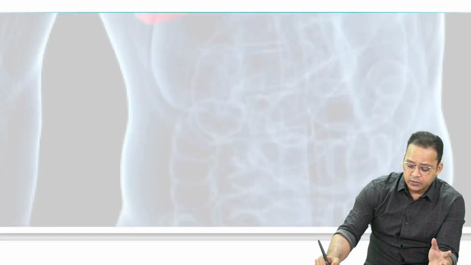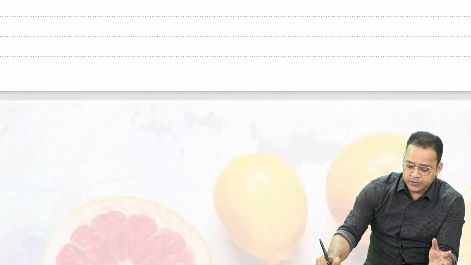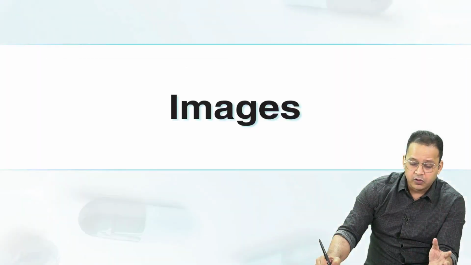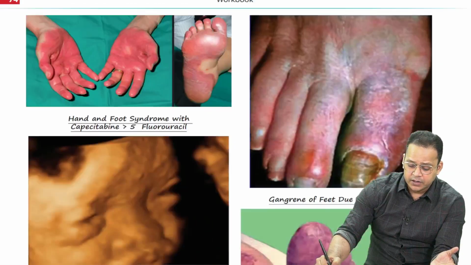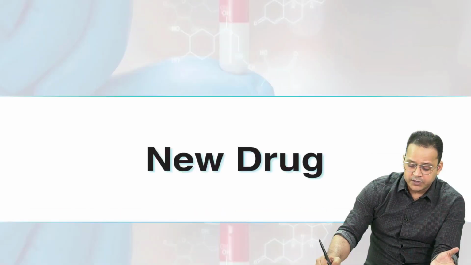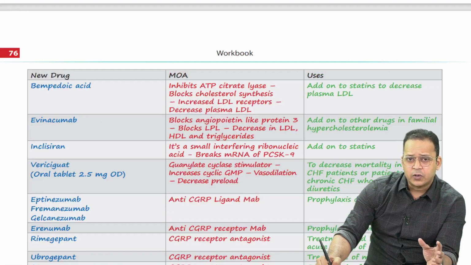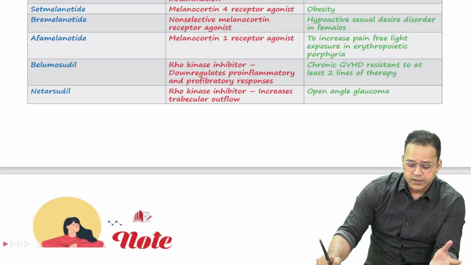When I come towards the last of the workbook, once you're done with the rest of the systems, I've given you a couple of pages of images, whatever are the important images in pharma, two to three pages which can be asked. New drugs: in 2 pages we'll discuss all the new drugs which have been approved in the last 2 to 3 years, which are important for your exams.